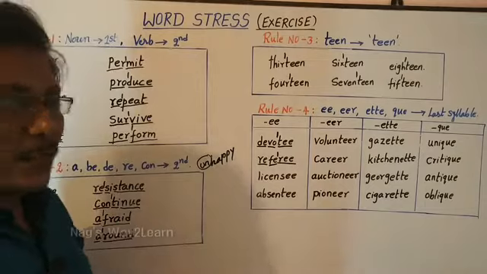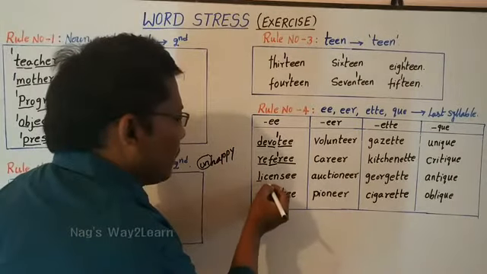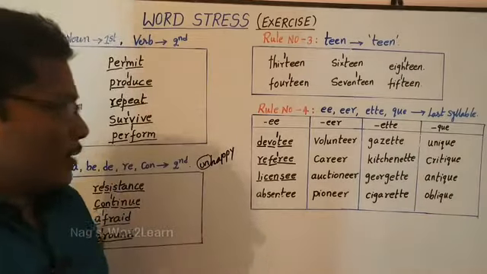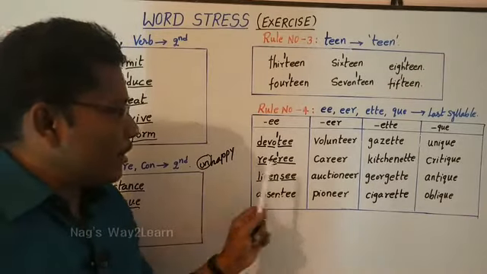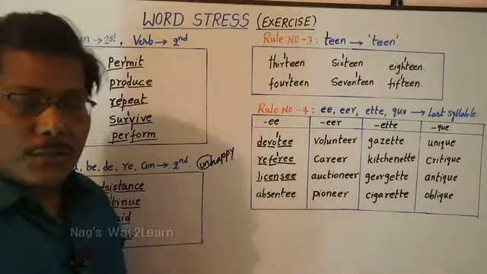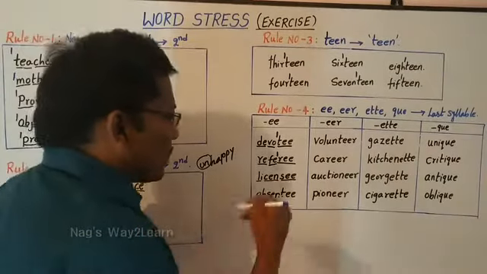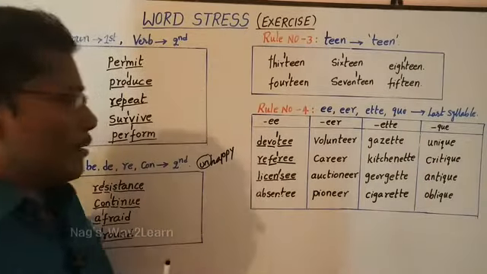Licensee, licensee. The word is ending with ee, so you put the stress on the last syllable. What is the last syllable here? See, so you put the stress on see, like that.